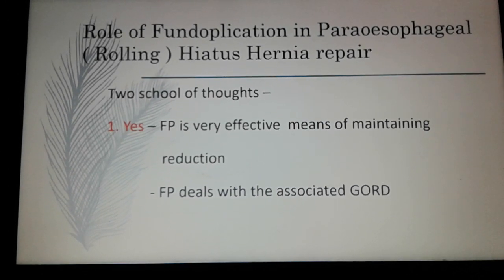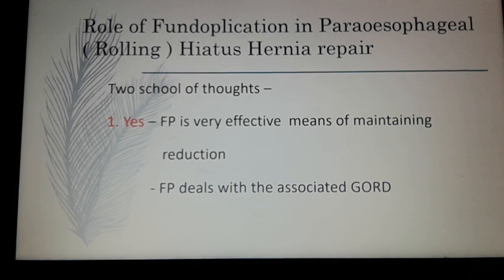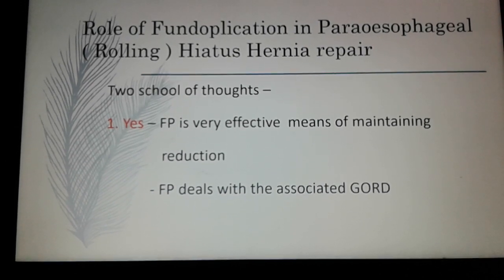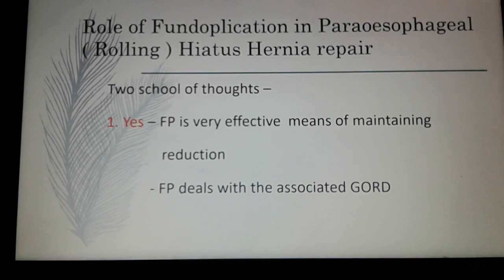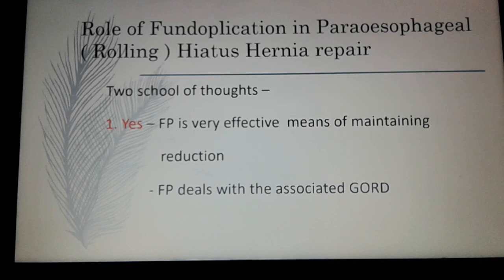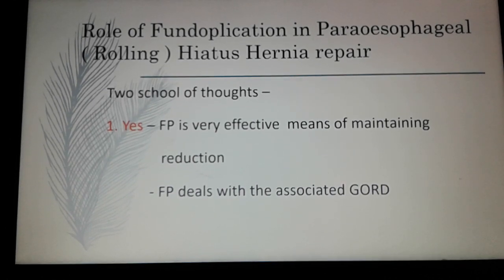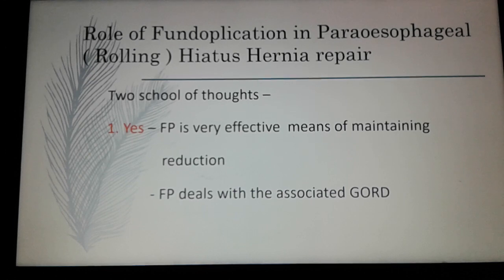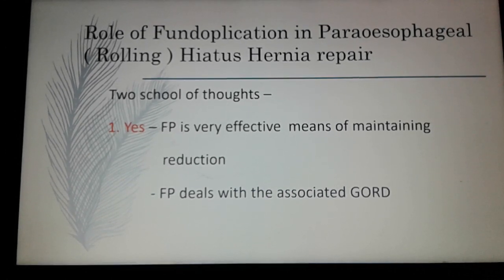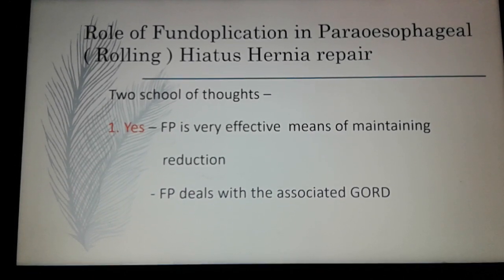And what are the reasons? Why should we go for fundoplication in these types of patients? Because it's a very effective means of maintaining the reduction of the contents inside the abdominal cavity, whether it is the stomach, the colon or the small intestine, whatever the content is, inside the peritoneal cavity. The second important reason is that fundoplication also corrects the associated GORD if it is associated with GORD.